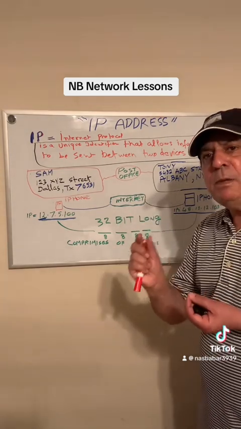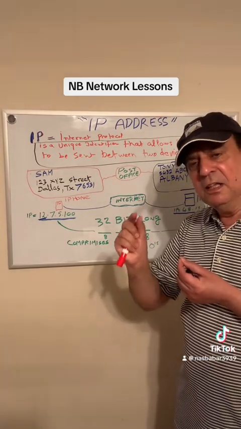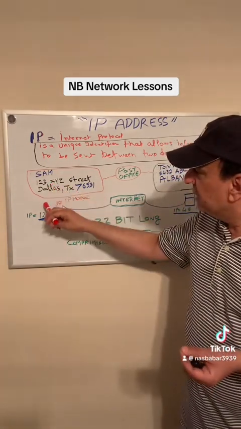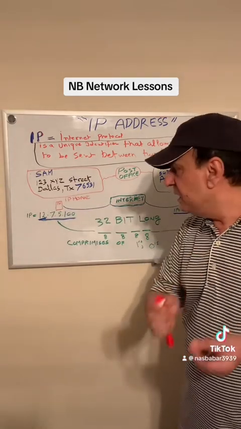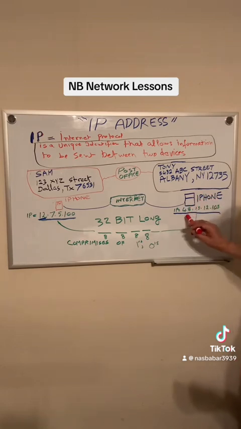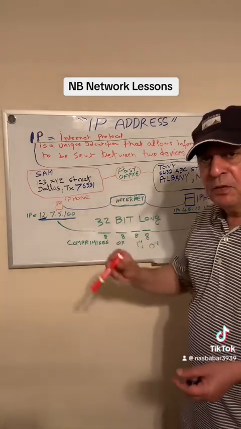Now, if Sam wants to send a picture to Tony in Albany from Dallas, what he does is that he sends an IP packet. That IP packet has a header in there which has the source IP, in other words, source address, and the destination IP, in other words, Tony's destination IP, which is going to be on his iPhone, this IP right here, 48.13.12.105. He sends it to the internet.